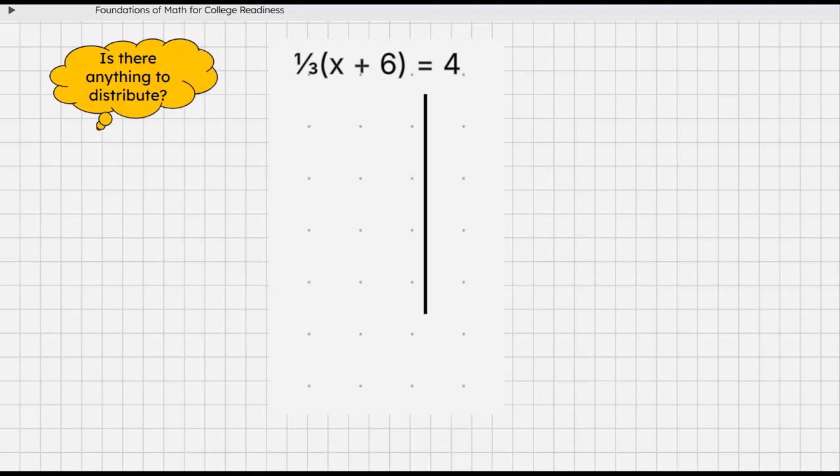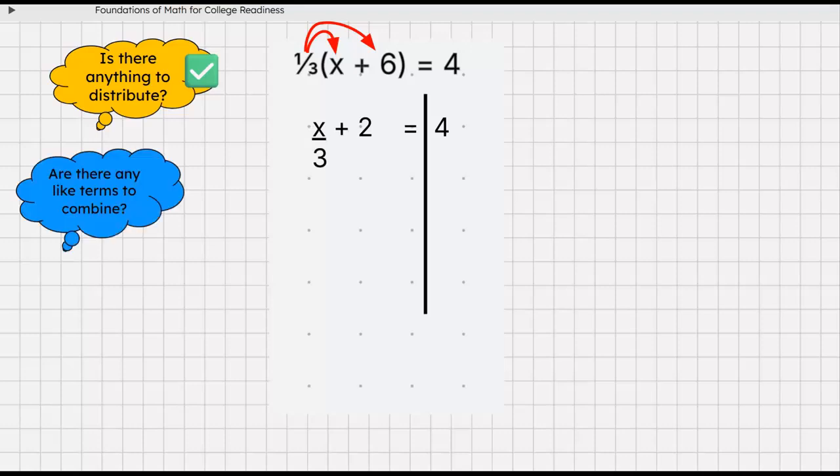Ask yourself, is there anything to distribute? Yes, there is. We actually have this 1/3 directly outside of the parentheses. So that 1/3 is going to be distributed to the x, meaning x over 3, or 1/3 x. And the 1/3 will be distributed to the 6. 1/3 of 6 is 2. So we'll end up with x over 3 plus 2 equals 4.